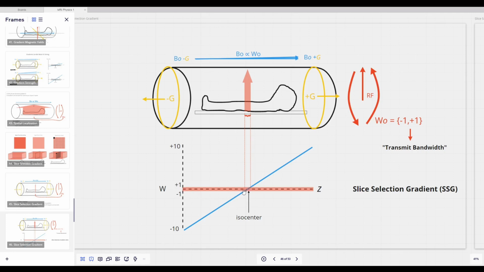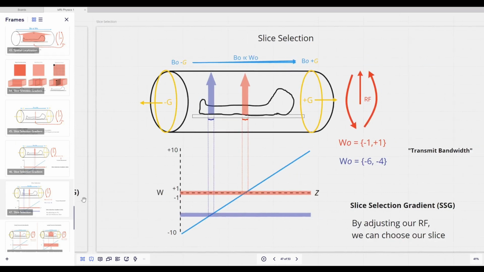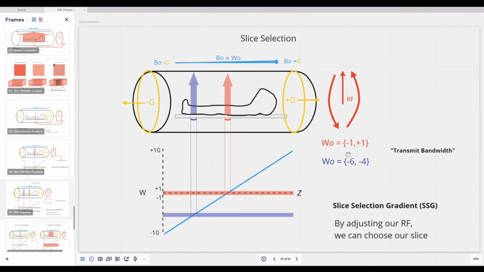Only these spins right here in the middle are going to be between -1 and +1. If we change our transmit bandwidth, instead of -1 to +1, to -6 to -4, we're going to select a slice down by the feet. Because now we're selecting spins that are down here. This is like -4, this is -6.